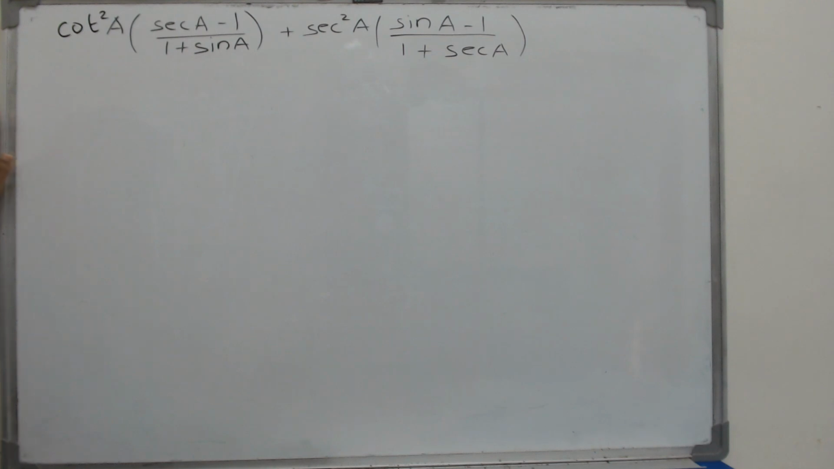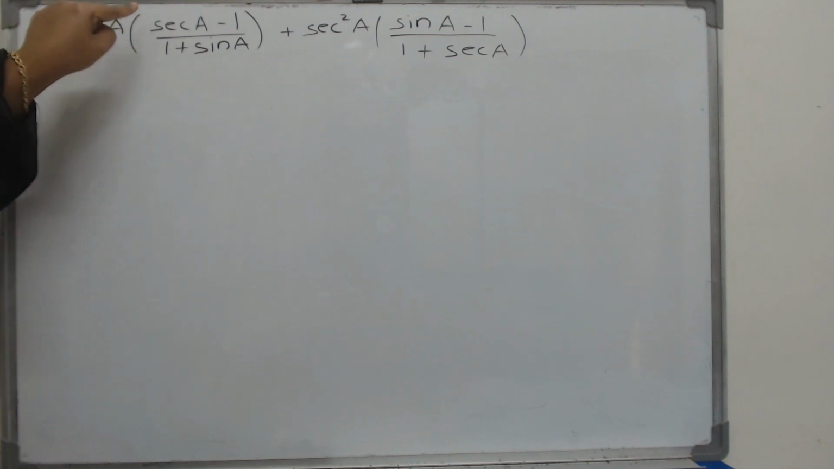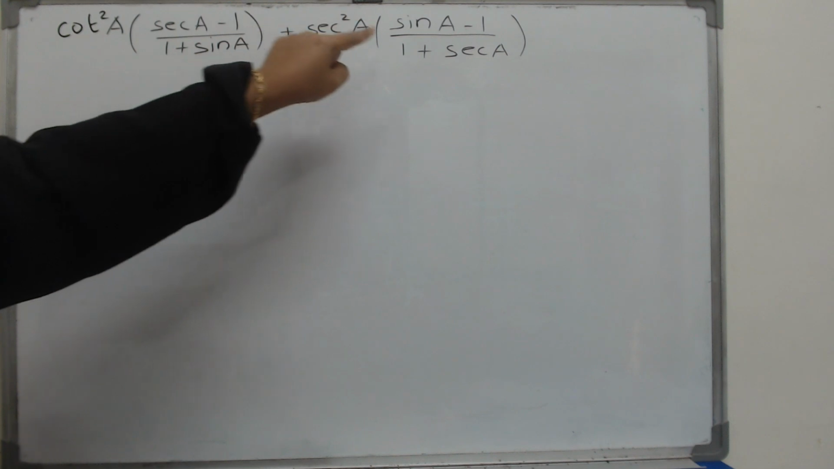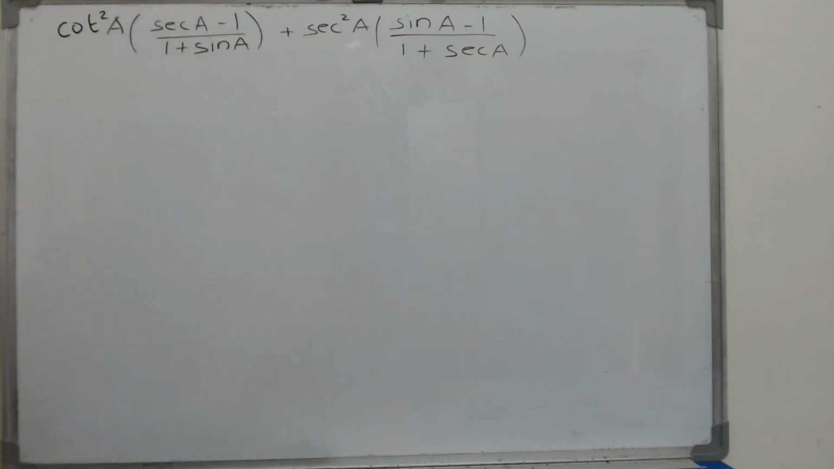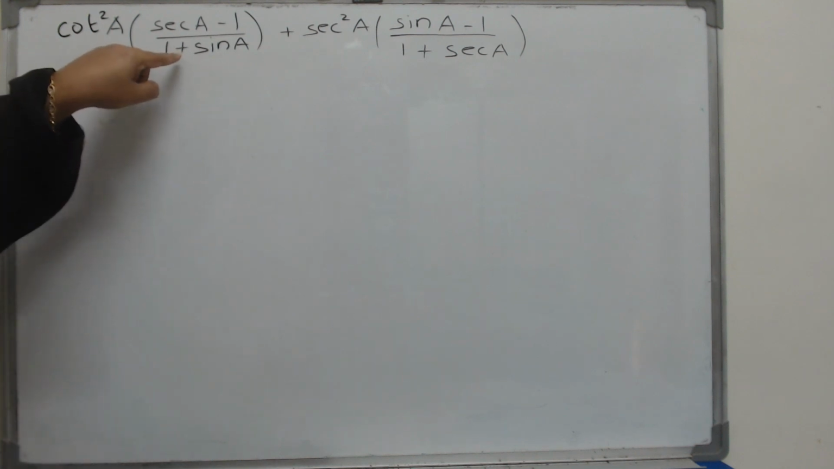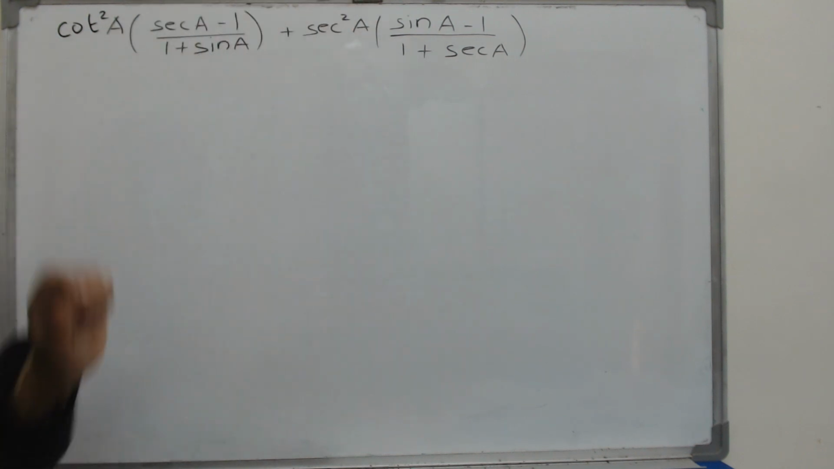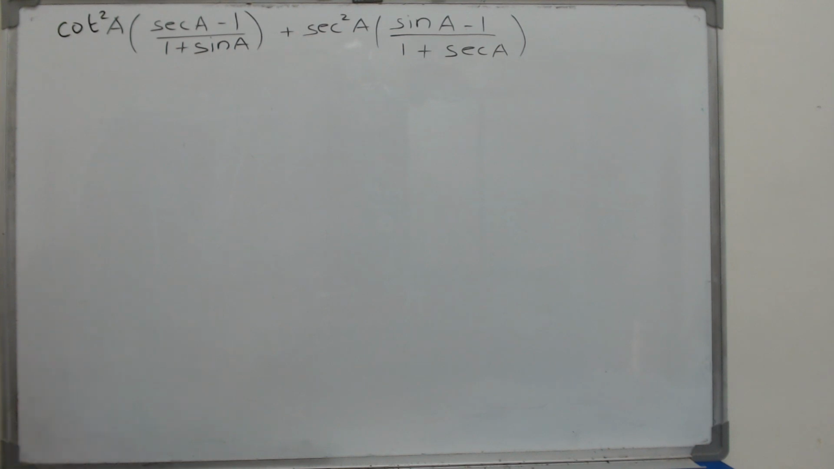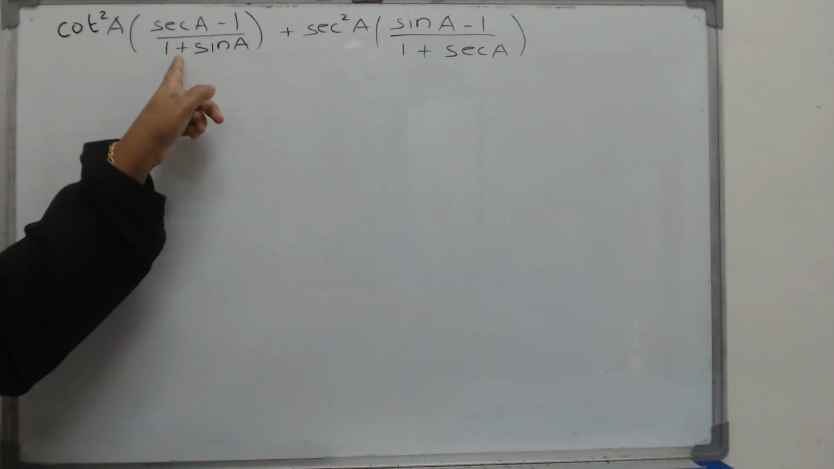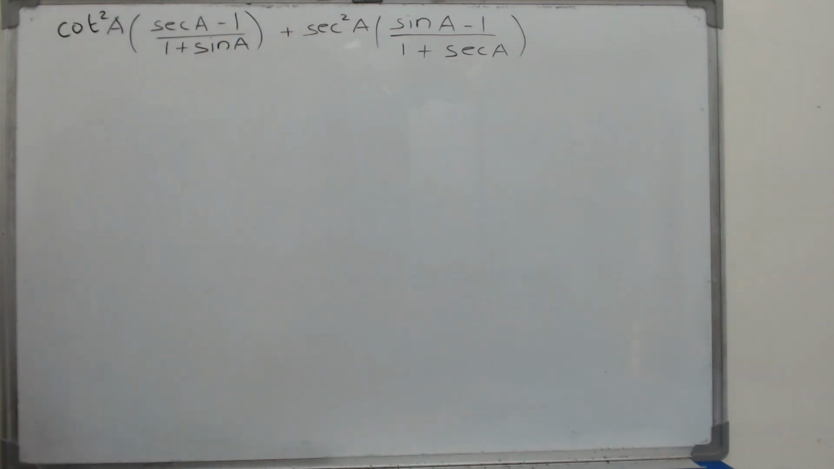Here we are given a trigonometric expression. What we need to prove is that its value is 0. Now, if you look carefully, you will see that the numerator of the first fraction and the denominator of the second fraction both have 1 and sec a. Similarly, the denominator here and the numerator here both have 1 and sine a. Doesn't that look suspicious? Why don't we make both the denominators same?